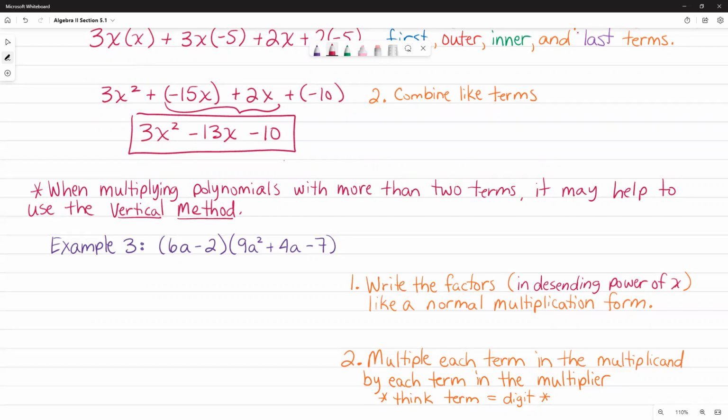All right, so write the factors in descending power of x like a normal multiplication problem. Just like with a multiplication problem, you put the bigger number on the top as your multiplicand. So I'm going to have 9a squared plus 4a minus 7. And then I'm going to line up, like with multiplication, the ones place right under the ones place with your 2 factors. So I have 6a minus 2. I'm going to write the 6a under the 4a and the -2 under the -7.